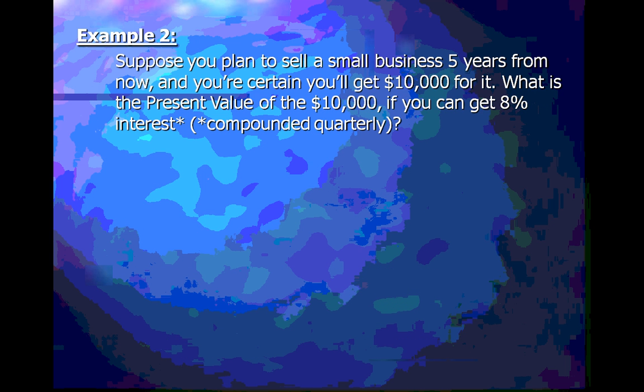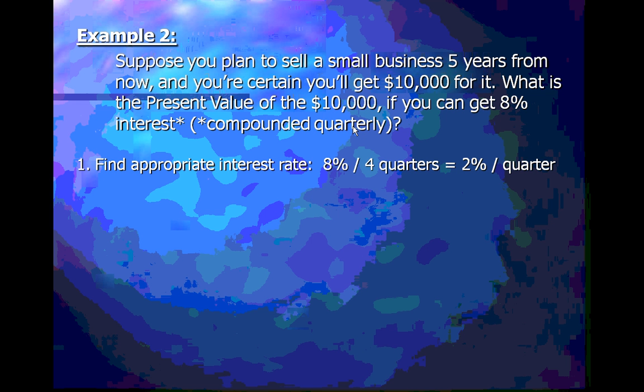Okay, here's another example. Suppose you plan to sell a small business 5 years from now, and I know I'm going to get 10 grand for it. What's the present value of $10,000 if I can get 8% interest? Oh, compounded quarterly. What does that do for me?